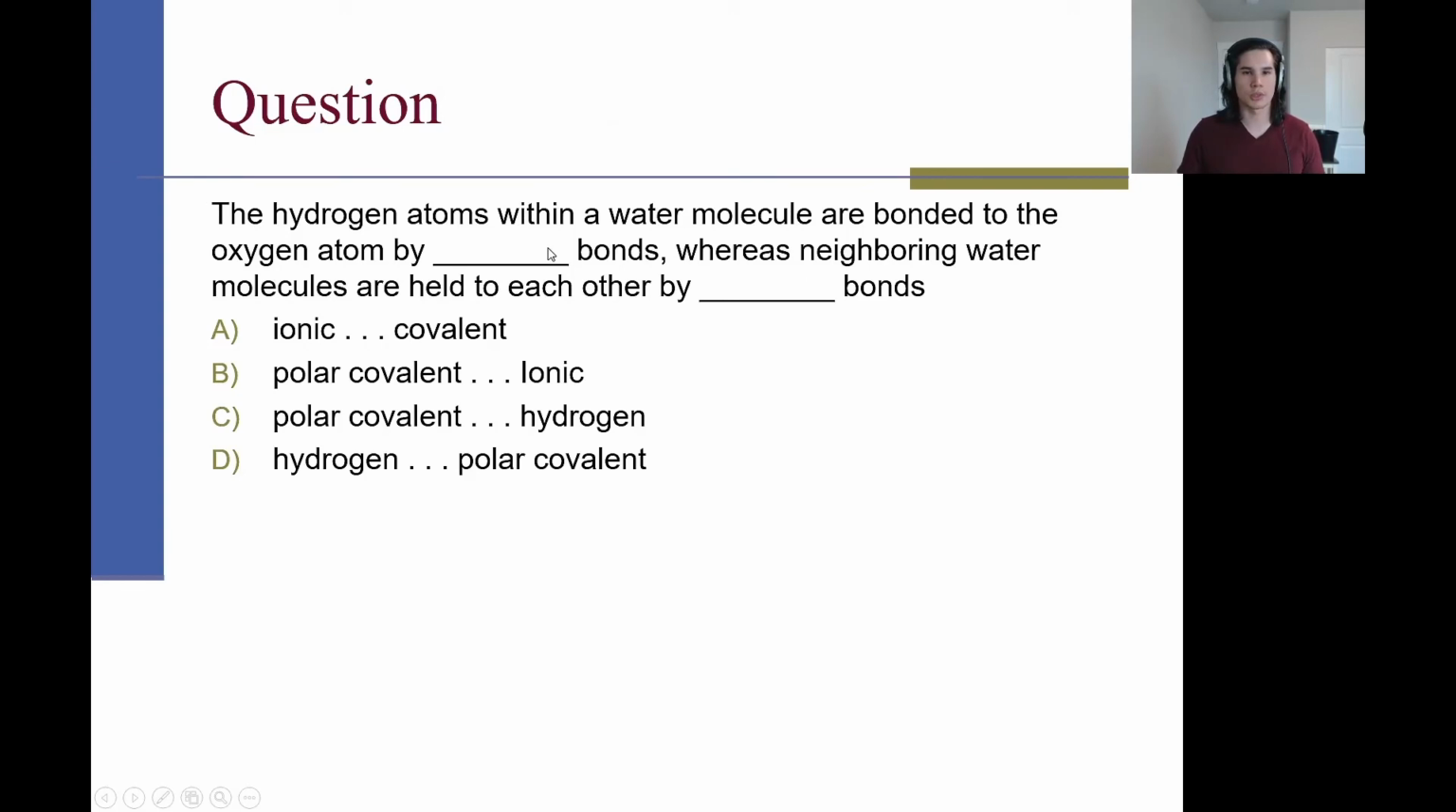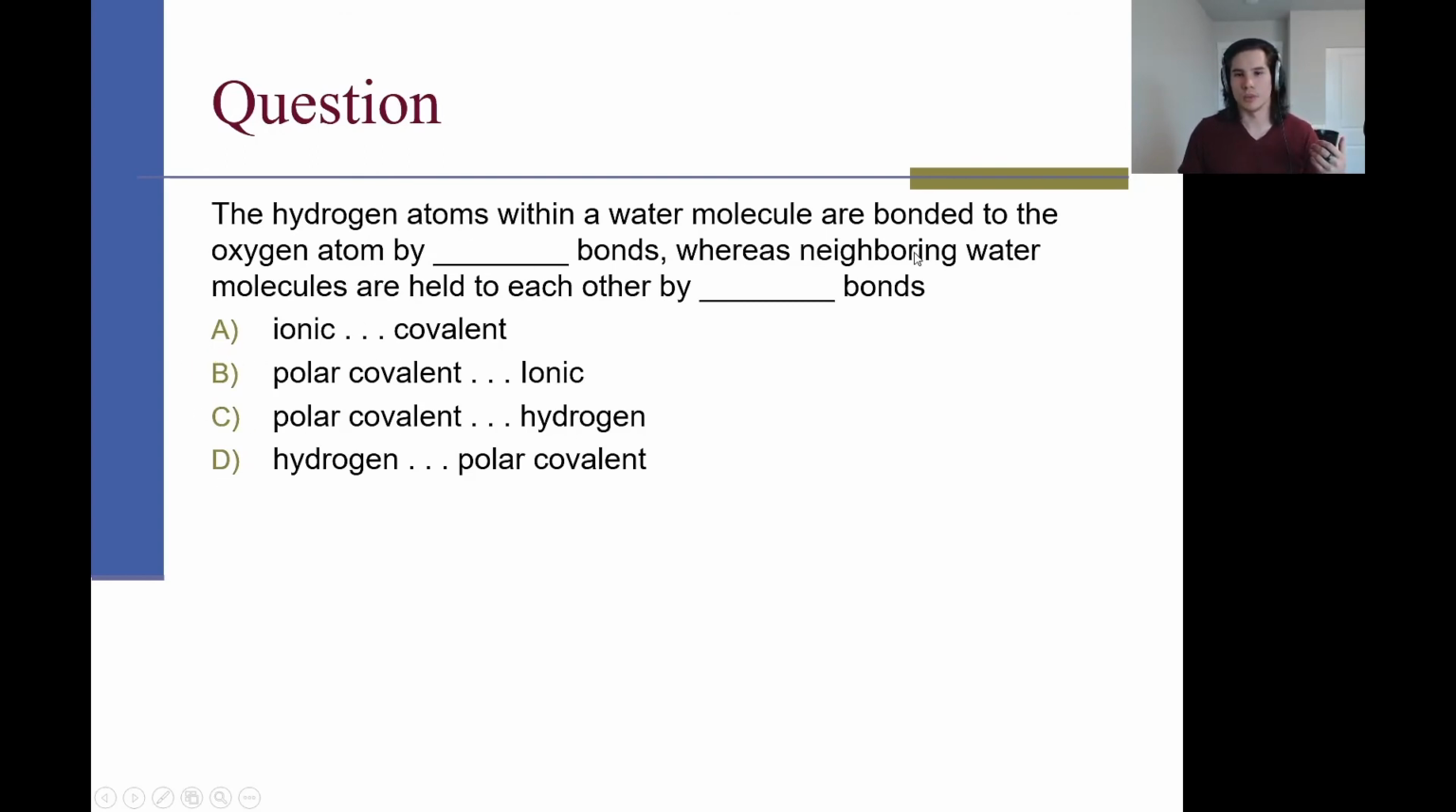Okay, so hydrogen atoms within a water molecule are bonded to the oxygen atom by what bonds? Whereas neighboring water molecules are held to each other by what bonds? So hydrogen atoms within a water molecule are bonded to oxygen by, so we're talking about a single molecule of water, H2O. How is the oxygen bound to the hydrogen in H2O? Those are covalent bonds. So we look here, polar covalent, polar covalent. The reason why we add that polar to it is because there's an unequal electron distribution within that covalent bond. So we've cut out A, we've cut out D, we've got B and C.